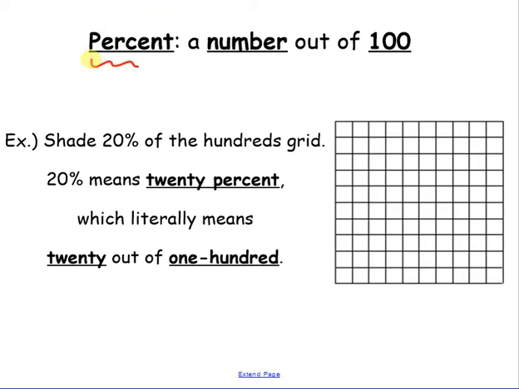The word percent means a number out of 100. You may be familiar with this. This is called a base 10 block, and you might have used them in elementary school a good bit, but they're a good way to introduce percents. So in this example, I want you to shade 20% of this grid. Now I'm going to go ahead and tell you that this is a hundreds grid, so there are 100 squares on this grid. So I want you to shade 20%. Now, because percent means a number out of 100, that means I'm asking you to shade 20 out of 100. So you go ahead and do that now.